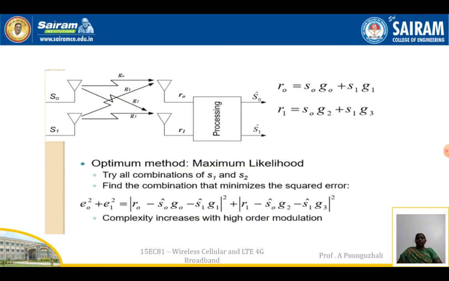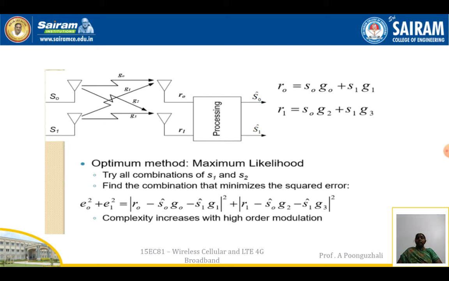Our optimum method is to find the maximum likelihood solution. We'll try all the combinations of your S1 and S2. Here we have S0 and S1 transmitted, and the receiver receives and processes them, and we get the output signals S0 cap and S1 cap. The received signal R0 is equal to S0 G0 plus S1 G1. Similarly, R1 is equal to S0 G2 plus S1 G3.